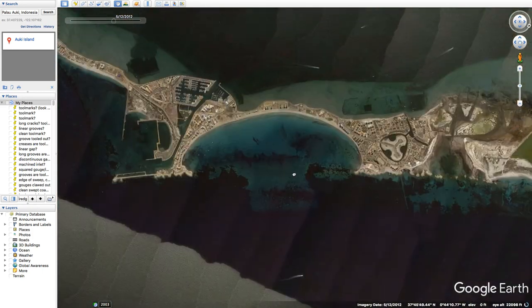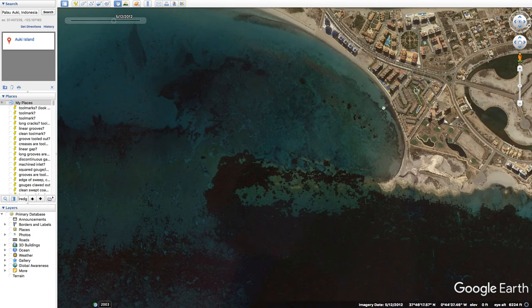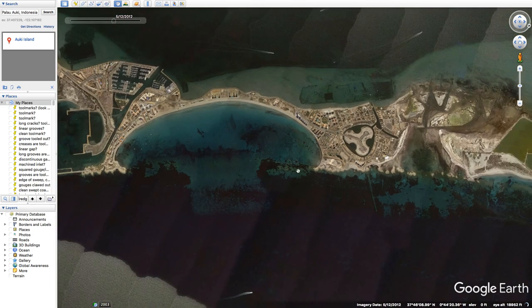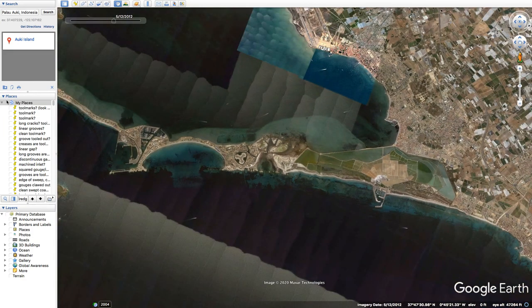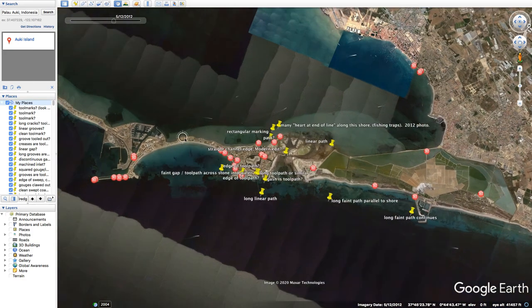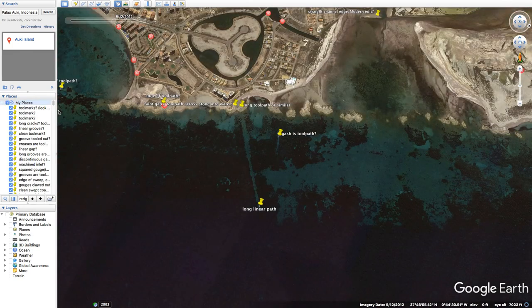Again, with the kind of straight edges of these arcs or sweeps, straight linear edge here, kind of awkward. Okay, place marks back on. I've got a bunch of them, I guess. So, long linear path.